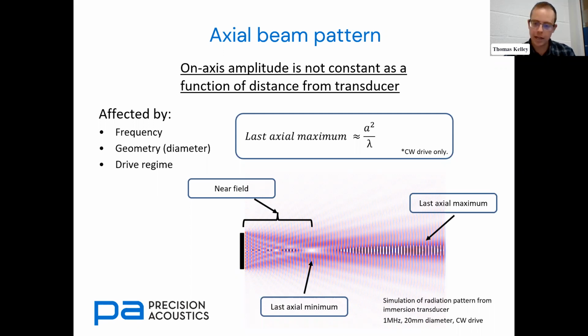The position of the last axial maximum, sometimes known as the natural focus, is set by the size and the frequency of the transducer. So with a being the radius up here and lambda the wavelength, you could also consider it as the longest focal length achievable for a particular combination of frequency and diameter, as it's essentially the focal length of a planar transducer.